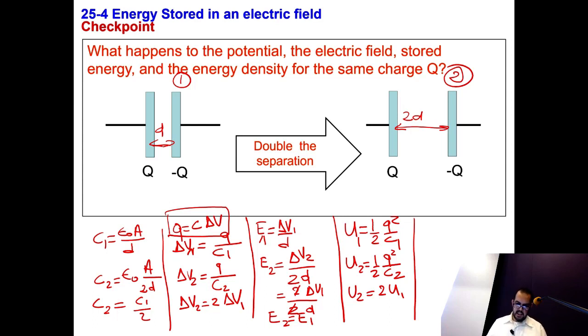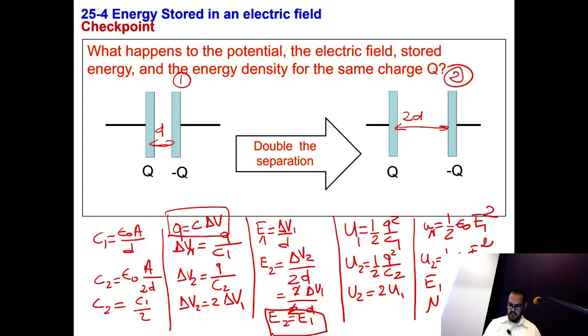The final thing is, what is the energy density? The energy density u1 is 1/2 epsilon 0 E1 squared for the first capacitor. For the second capacitor, the energy density is 1/2 epsilon 0 E2 squared. But E1 and E2 are equal, as we found earlier. So that means the energy per unit volume u1 is equal to u2.